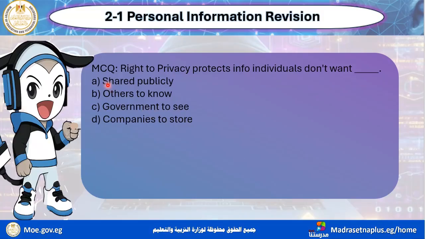Now we have an MCQ question. So, right to privacy protects info individuals don't want shared publicly, others to know, government to see, or companies to store. Well, of course, it's we don't want others to know. That's why we protect our privacy. We don't want others to violate it. We want to protect our personal information, our experiences, our things.